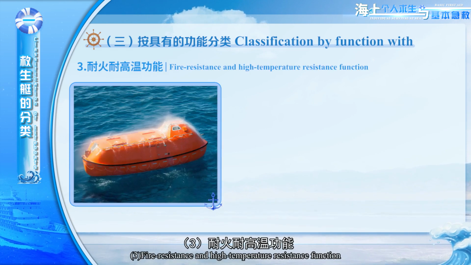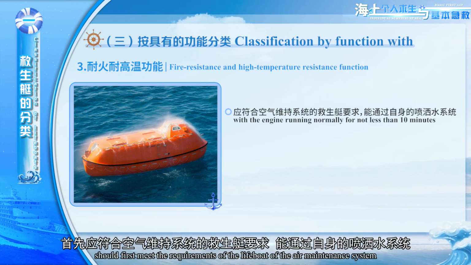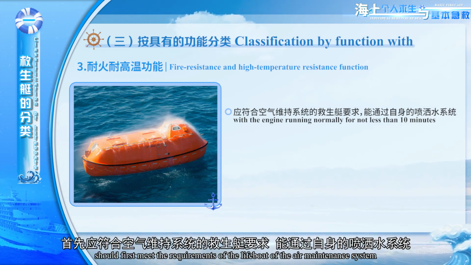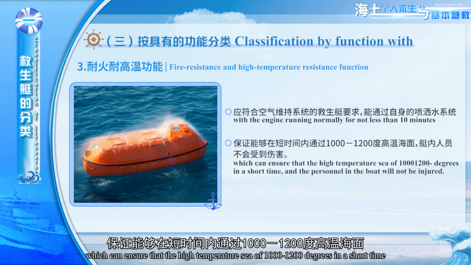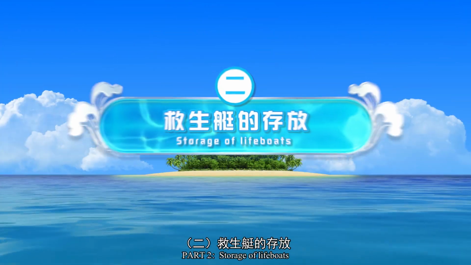3. Fire resistance and high temperature resistance function. The fire-resistant and high-temperature lifeboat should first meet the requirements of the lifeboat with an air maintenance system, and it can ensure that in a short time in a high-temperature sea fire of 1000 to 1200 degrees, the personnel in the boat will not be injured.